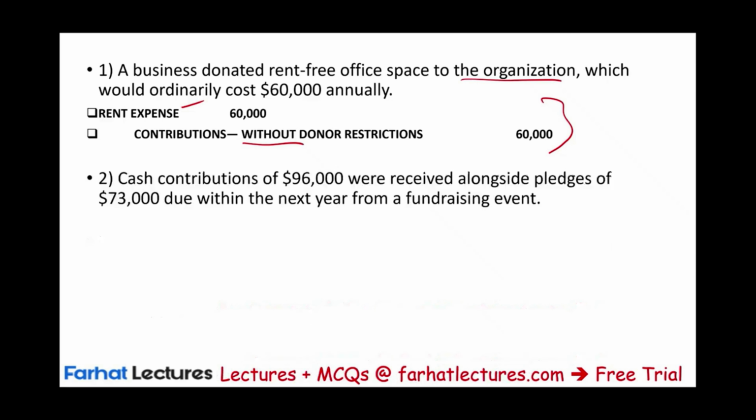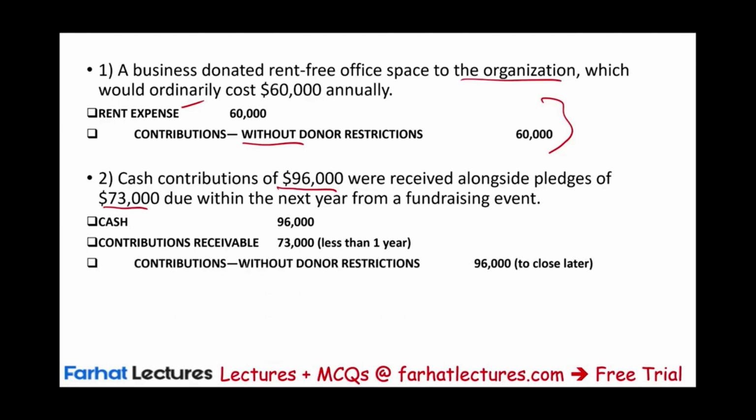Let's take a look at the second transaction. Cash contributions of $96,000 were received alongside pledges of $73,000 due within the next year from a fundraising event. Well, we received cash with pledges of $73,000. We debit cash, obviously, for the 96. We debit contributions receivable, less than a year. We don't have to do any discounting. And we're going to have contributions without any donor restriction, $96,000.